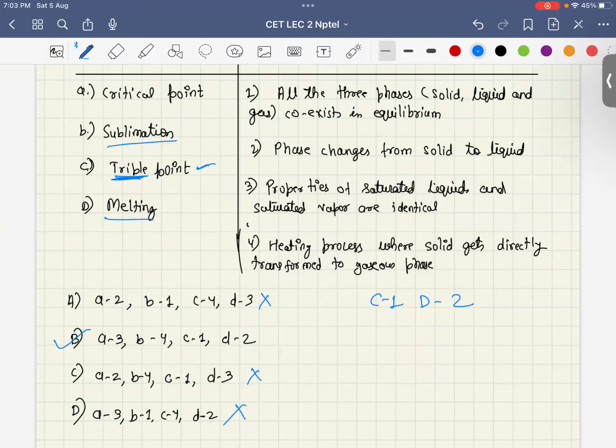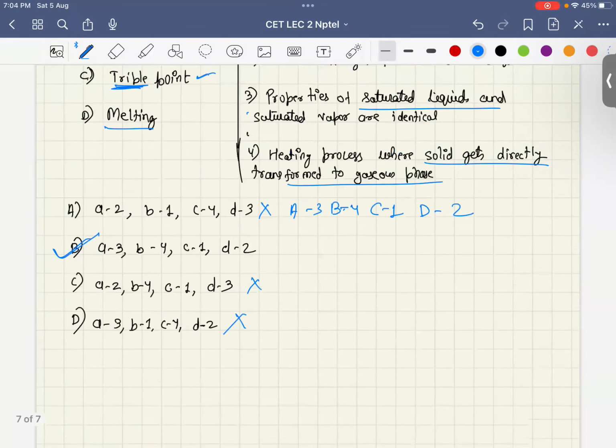What is sublimation? Sublimation is direct conversion from solid to gas, right? That means option 2. So B is 2, right? Sorry, B is 4. Direct, where solid gets directly transferred to gaseous phase. B is 4 and A is 3. Properties of saturated liquid and vapor are identical. Just by the process of elimination, you can get the answer. The answer is option B.